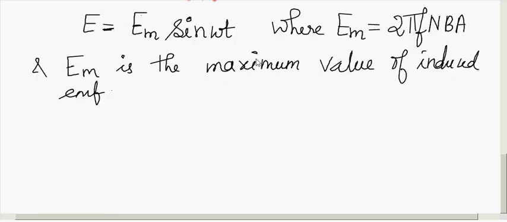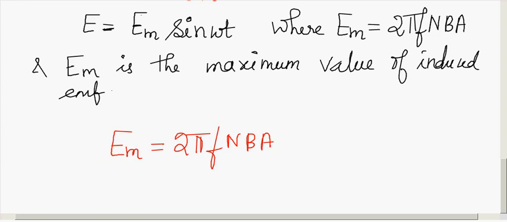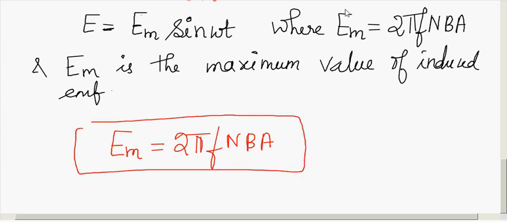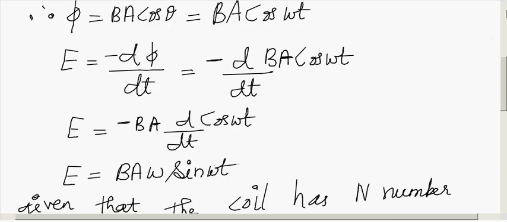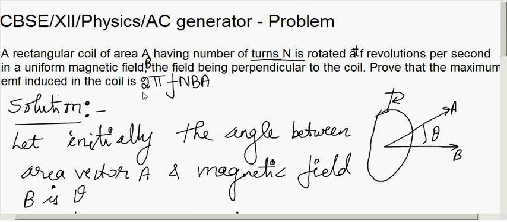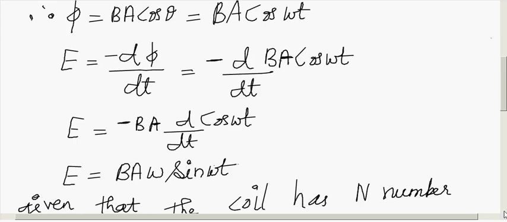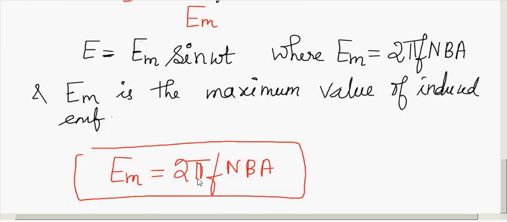Hence the proof. Em is 2 pi f into NBA, and this is the proof required, because we are asked to show that the induced EMF is 2 pi f NBA, and we finally got 2 pi f NBA. So this is the value of induced EMF. Hope you understood this problem.